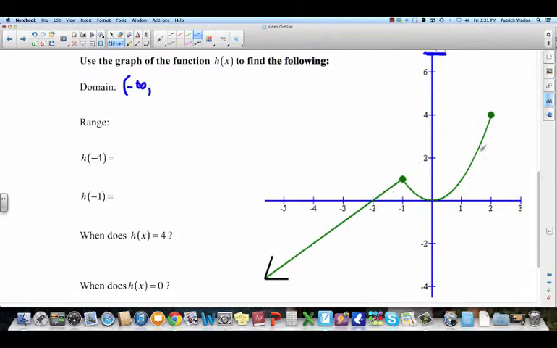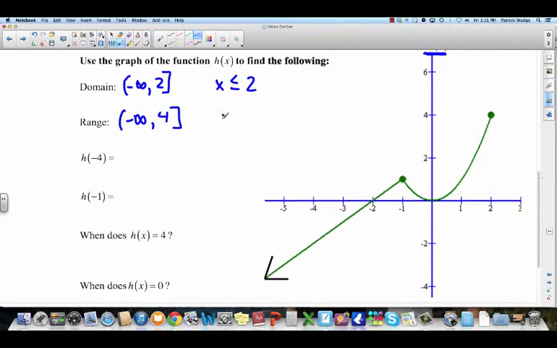What's the highest x value? Highest is right here up at 2. Does it include 2? Yep, it's a solid dot, so it looks like this. Or, if you wanted to write it the other way, you would say that all the x's are less than or equal to 2. The range, what's the lowest y value? Well, this goes down and down and down. It goes down forever, so negative infinity. What's the highest y value? Highest y value is right here at 4.